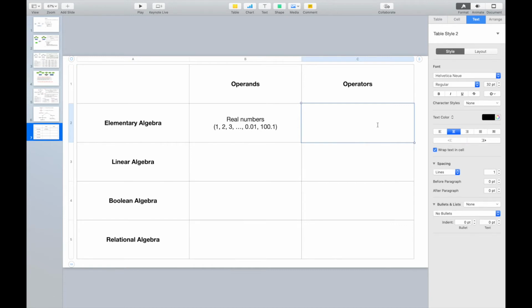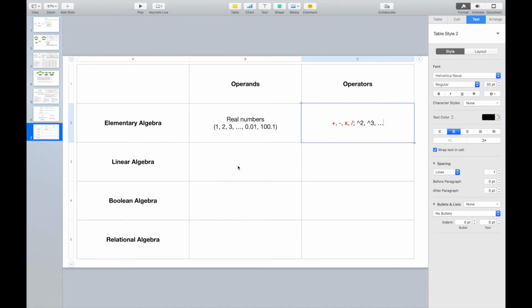We have some basic operators: plus, minus, times, and division. These are the basic operators we can use in elementary algebra. And based on that, we can define more complex operators. We can have the square, we can even have a cube, and so on. So these four are the basic operators, and we can highlight them. Based on them, we can define more complex operators. This is the elementary algebra.